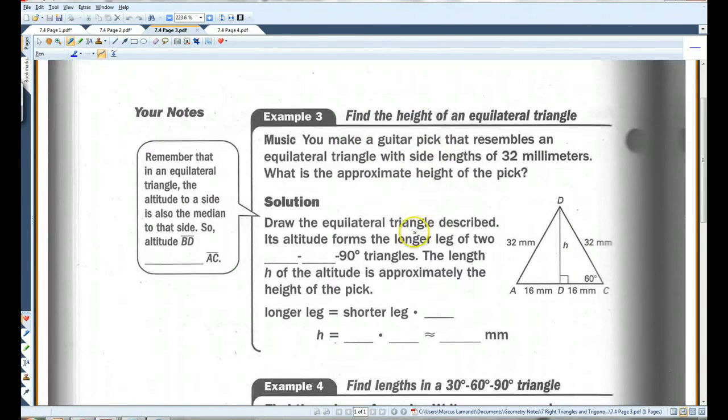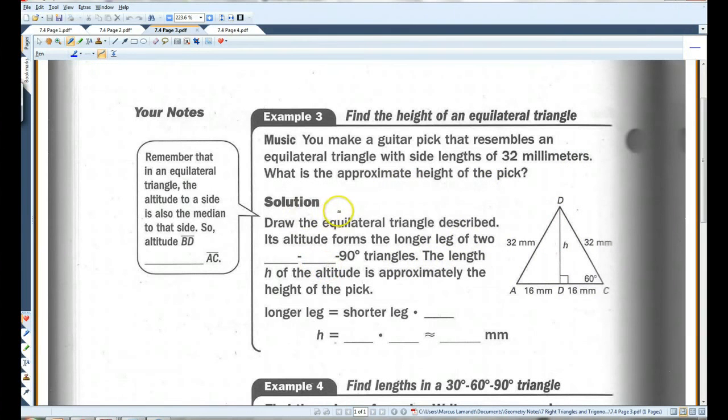Alright, you make a guitar pick that resembles an equilateral triangle. Now, hopefully you guys remember, equilateral triangles have 3 60-degree angles. The side length's 32 millimeters, so all 3 sides are 32 millimeters. What is the approximate height of the pick?